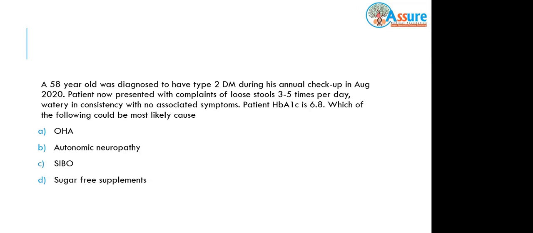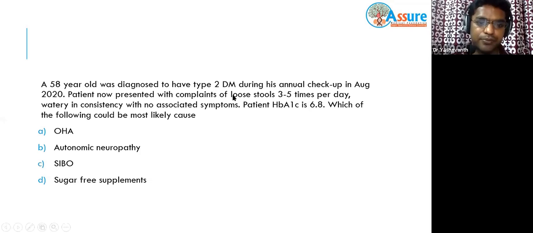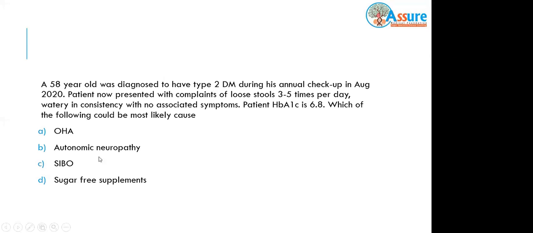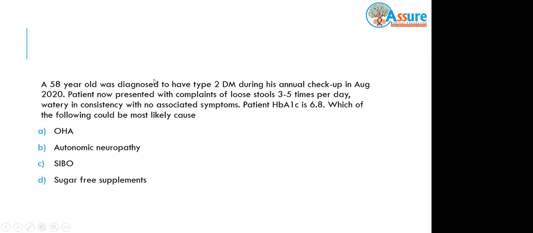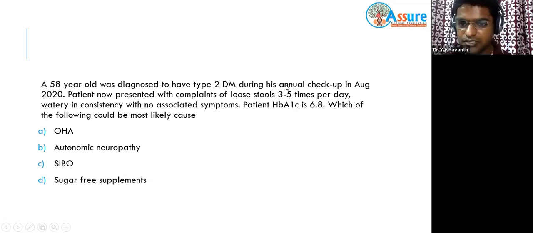Yeah, you're right. If I put the question as a patient with uncontrolled diabetes for 10 years, then autonomic neuropathy would have been right, and even SIBO would have been right. That's where you have to read the question carefully. On his previous annual checkup it was normal, and on this annual checkup he was diagnosed as diabetic. That is a newly diagnosed diabetic, well controlled.